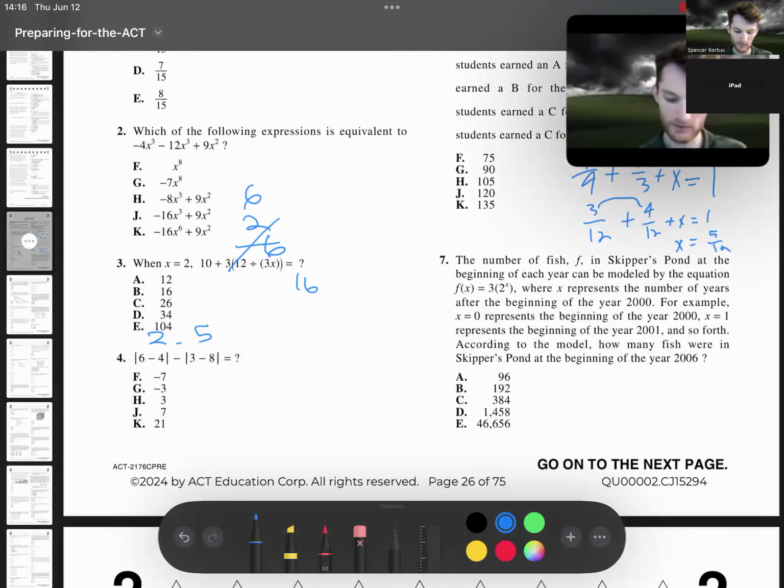The number of fish in Skipper's pond is modeled by an exponential equation, where x represents time in years, and so forth. How many fish are in the pond? Okay, so in this instance, x equals 6, and I need to find f of x. 2 to the power of 6, that is 2, 4, 8, 16, 32, 64. 3 times 64. I don't know. Three times 64. That ends with a number that ends in two. And the only answer that has that is B.